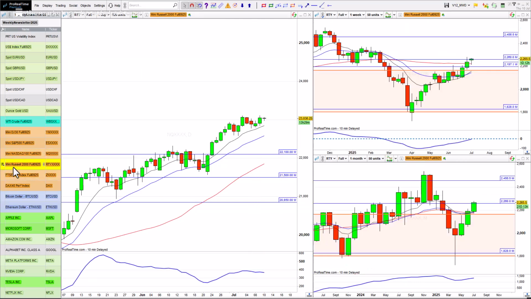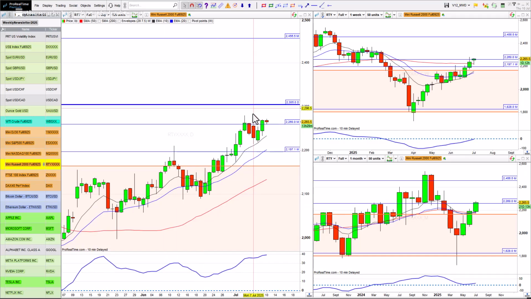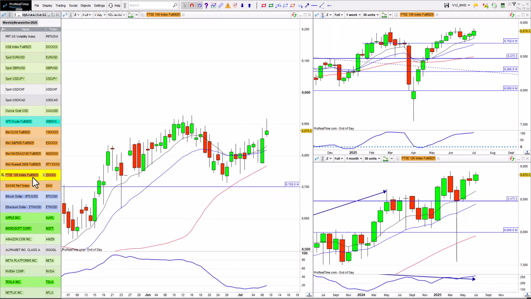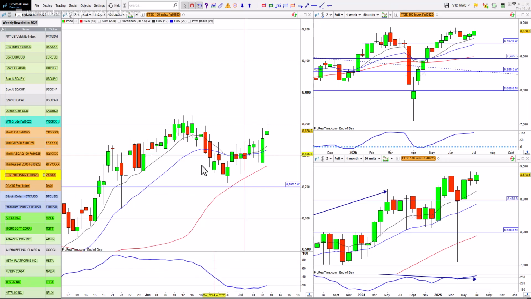Let's have a quick look at that Russell 2000. Russell 2000 on the other hand, absolutely beautiful. Beautiful pullback, continuation. It's got lots of upside potential. So if this is hinting at anything, it's that the markets still are quite bullish, and therefore upside potential is very real and very much on the table.